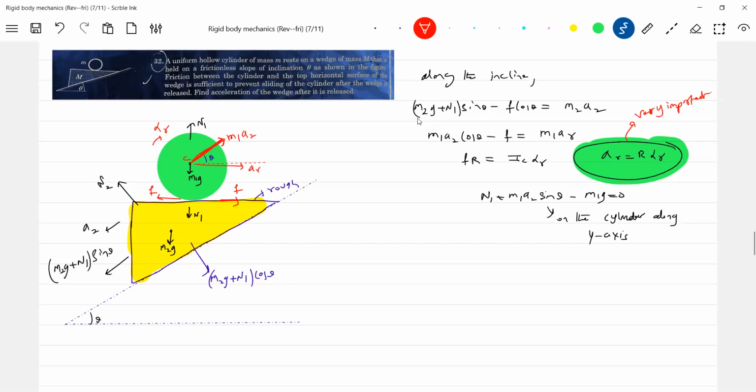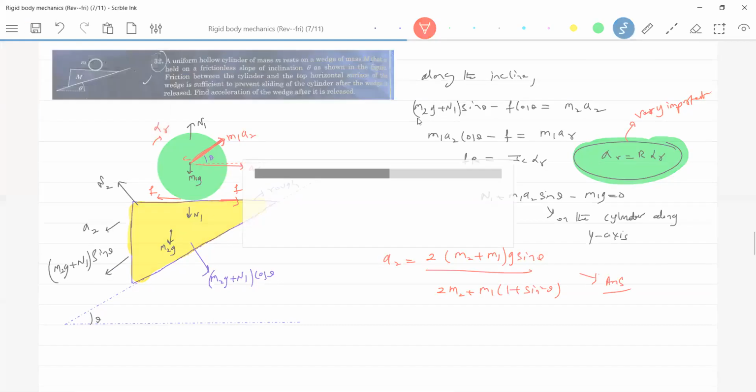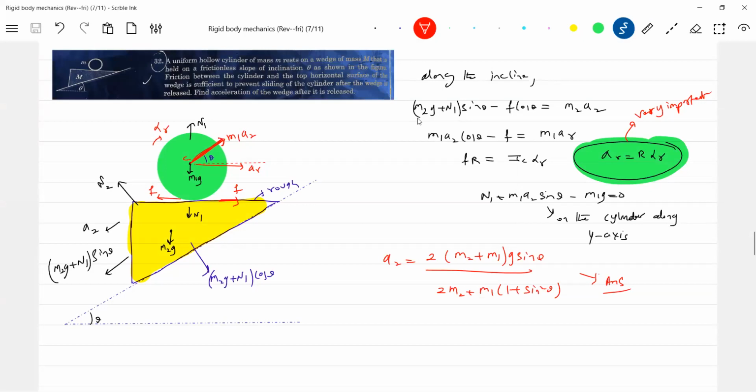So all this will get answered. I'll write down, find the acceleration of wedge. This should be equal to... I think doing in ground frame will be very lengthy. If you want to try it, very lengthy. Doing in wedge frame, the motion of cylinder in wedge frame will be much easier.